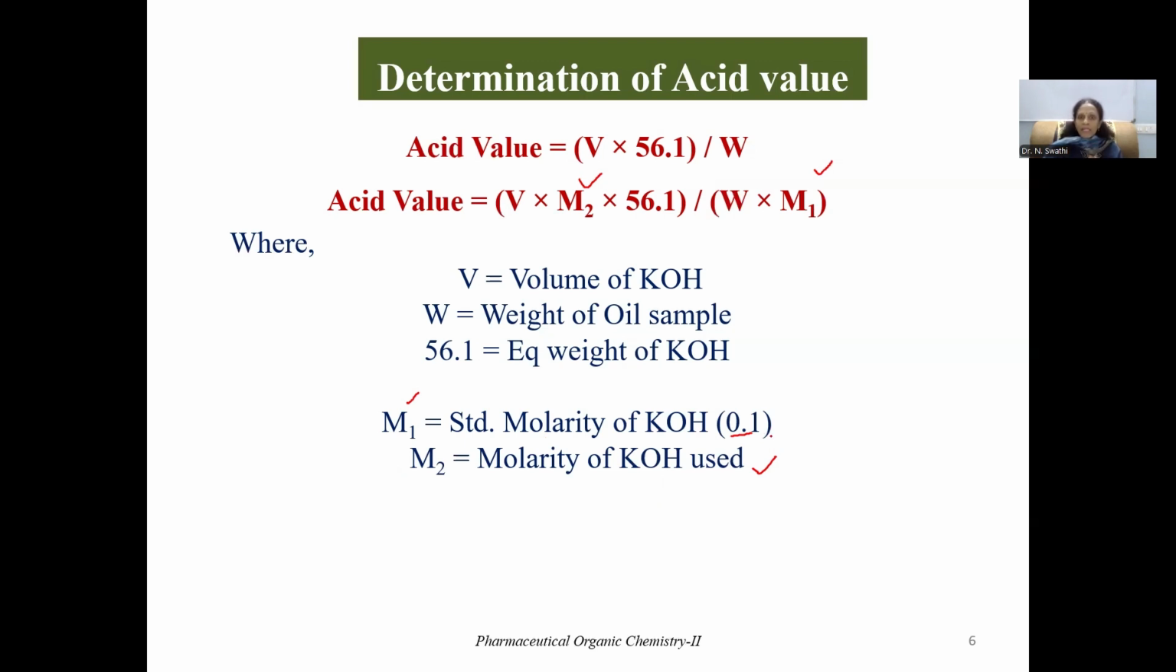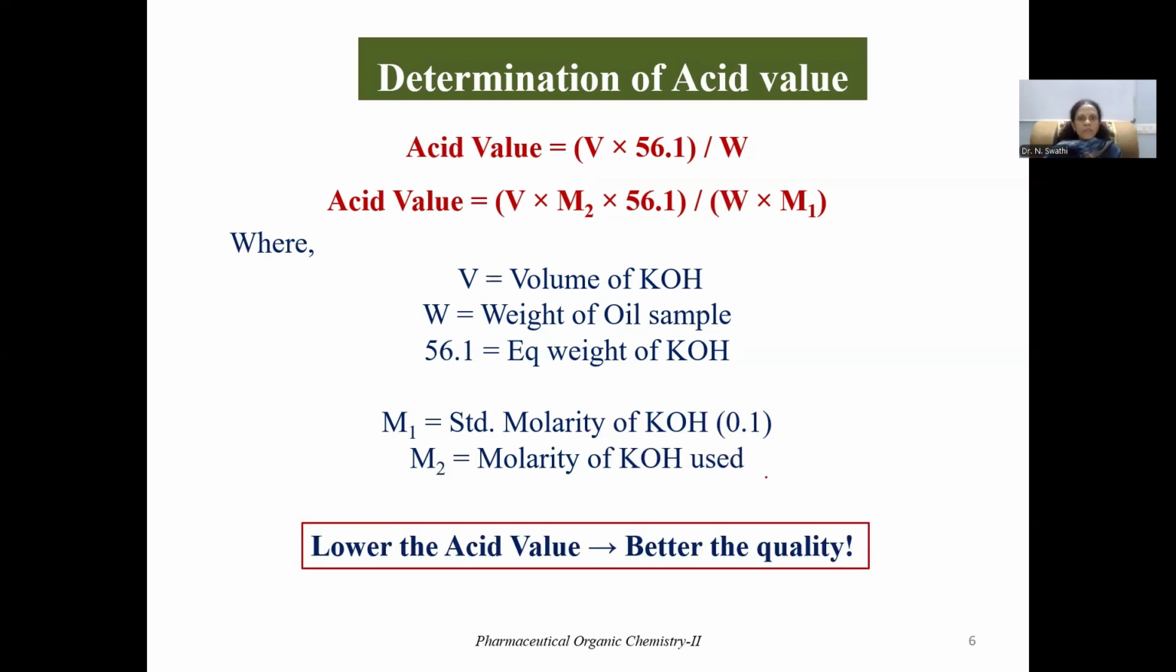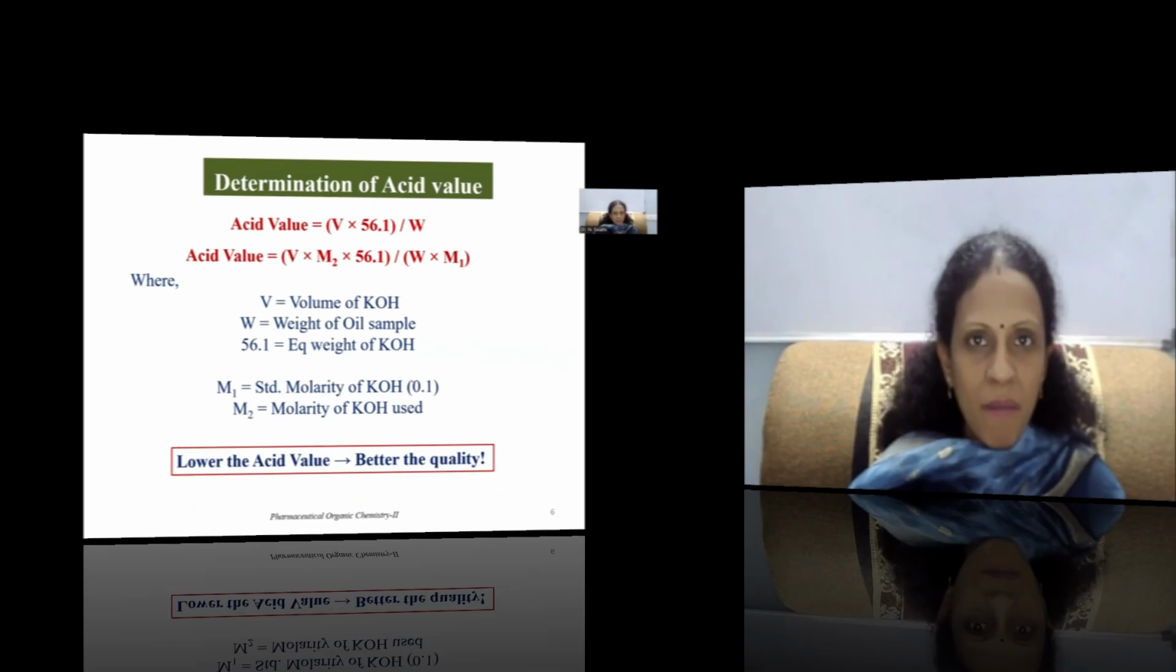This is how an additional molarity term has to be used when we determine the acid value practically. A lower acid value indicates better quality of the given fat or oil sample. So by performing the acid value determination, we can identify the purity and quality of the given oil sample. I hope from this you have understood the definition, significance and determination of acid value, which is one of the most important analytical constants based on which the purity of oils can be decided.